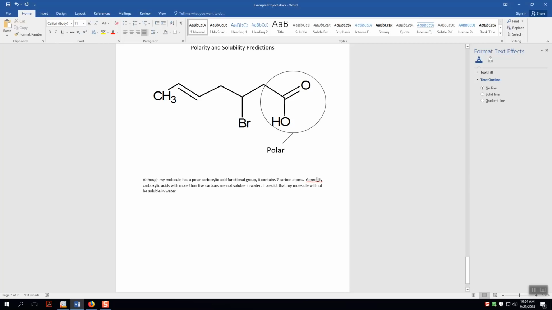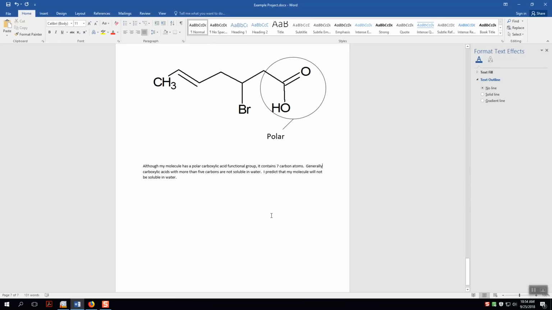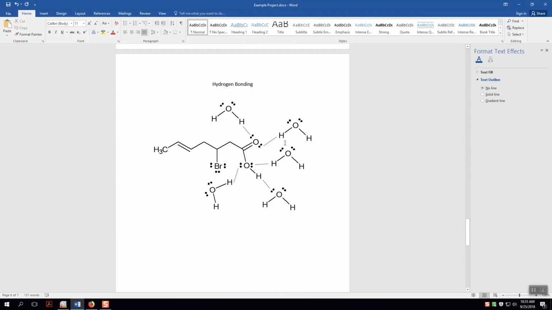So you can write it however you want. Please don't copy my words. They're never even very good. But the idea here is you need to make a prediction and you need to say why. Give some kind of rationale. So my rationale is based on the number of carbons and having only this one polar group.